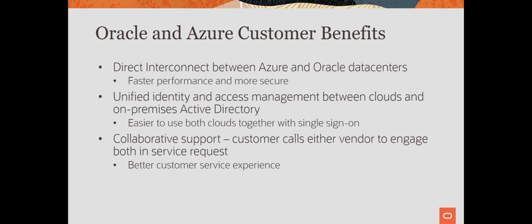Unified identity and access management between the clouds is another offering that we have, and this is not only unified identity and access between Azure and Oracle Cloud, it's also with on-premise Active Directory, so that you can sign on within your own corporation's Active Directory and then be automatically recognized in the Oracle Cloud as well as Azure, or vice versa, sign on to Oracle Cloud and then your on-premise Active Directory as well as Microsoft Azure will be able to recognize you through their Active Directory services. So it's easier to manage identity for administrators.